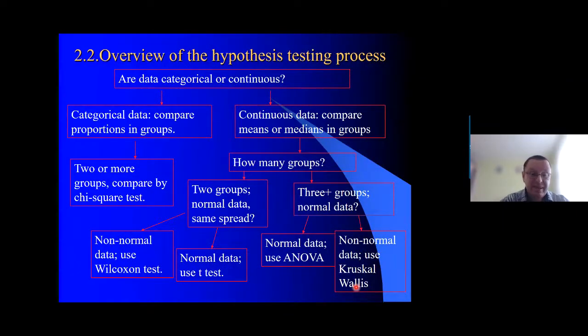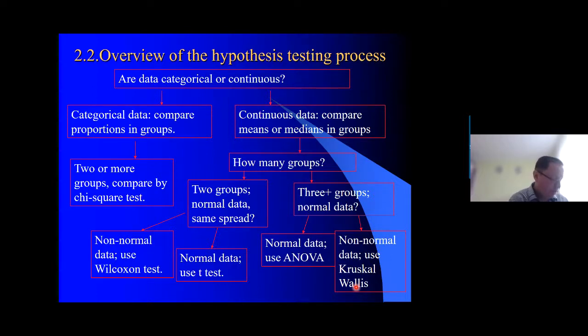Okay, so the second step is how to identify proper methodologies to perform a statistical hypothesis test. Here is again part of the algorithm, and the next slide will provide some extension, but in fact we start with the question of data type, categorical or continuous. For categorical we compare proportions, for continuous we compare means or medians in groups. And for categorical data, depending on the number of groups, we typically use, for example, the chi-square test.